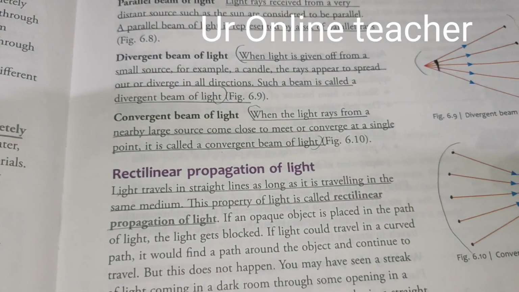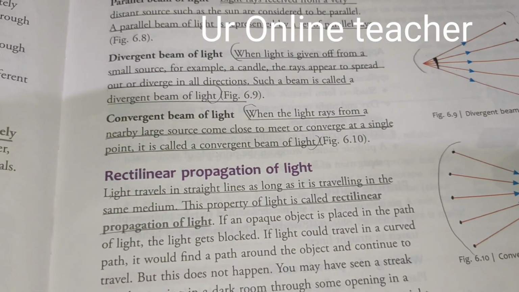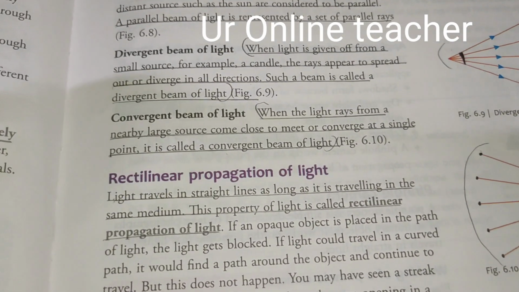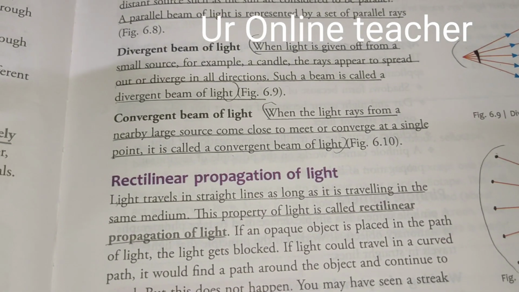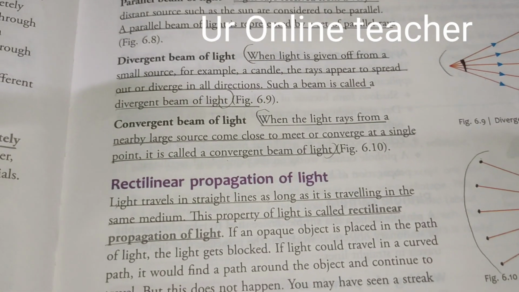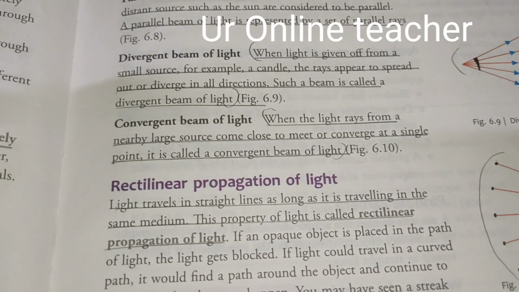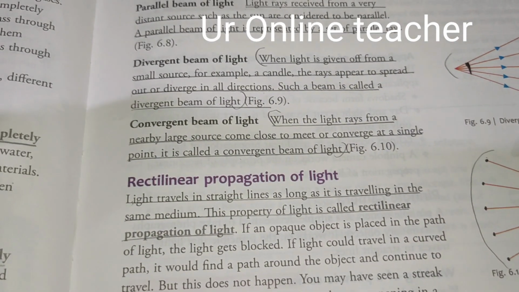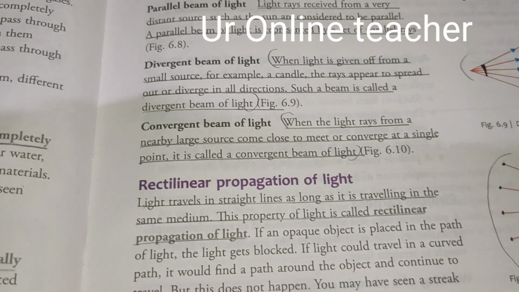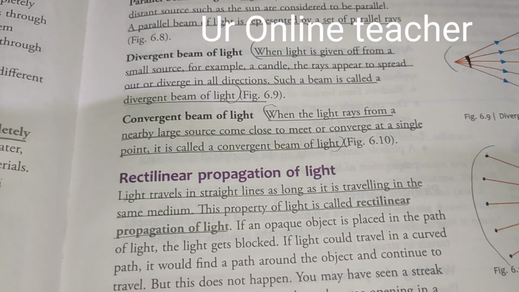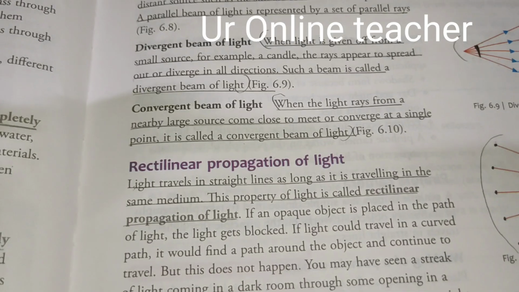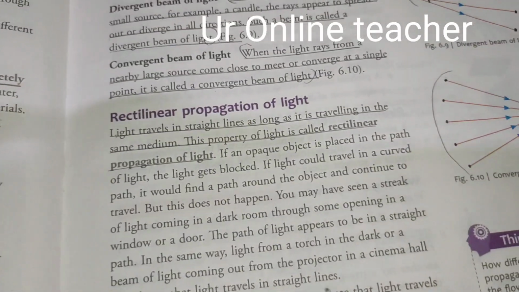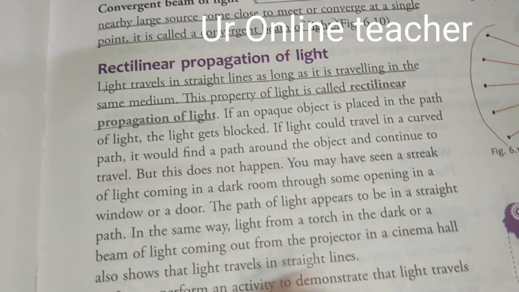Then what is rectilinear propagation of light? When the light travels in a straight line, as long as it is traveling in the same medium, it will just go straight. This property of going just straight is called rectilinear propagation of light. If an opaque object is placed in the path of light, so the light is traveling straight, in this path we keep one object which is opaque. Opaque means which does not allow any light to pass through. Then what happens?